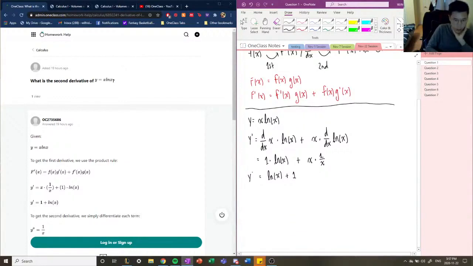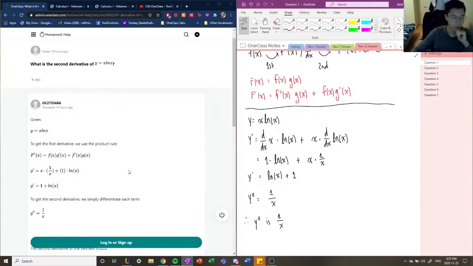So that's y prime. We need y double prime. So y double prime would equal 1 over x, plus 1, which is just a constant, whose derivative is 0. So our second derivative is 1 over x. That's the answer to our question.